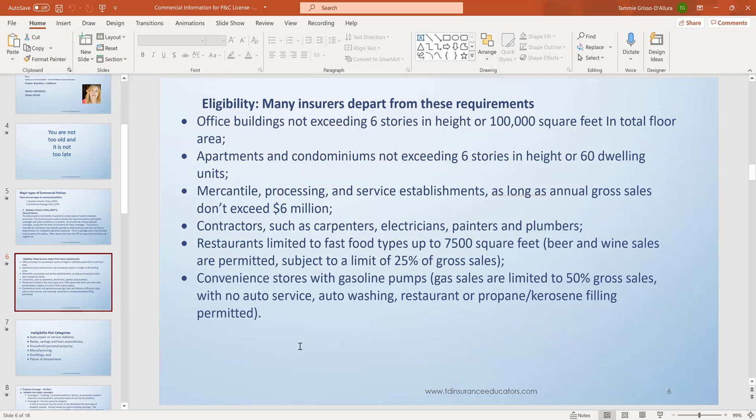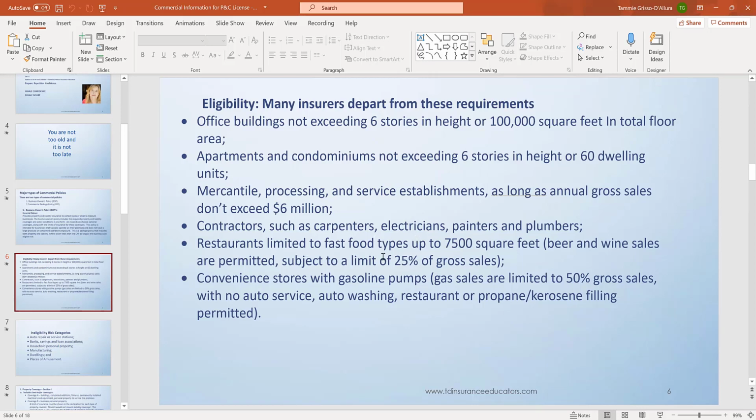Remember, in each one of these dwelling units, if it's an apartment, you're going to have tenants in there with HO4s. If it's a condo, you're going to have condo unit owners in there with HO6s. But again, these are tight restrictions for your BOP. Usually you cannot go over 6 million in sales. Under these BOPs, they can insure contractors, carpenters, electricians, painters, and plumbers.